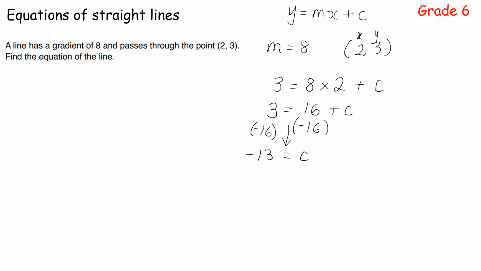So the last thing I need to do is write out clearly what the equation of my line is. So y equals m, which is 8, x plus c. So my c is negative 13. Okay, so that is the equation of my straight line.